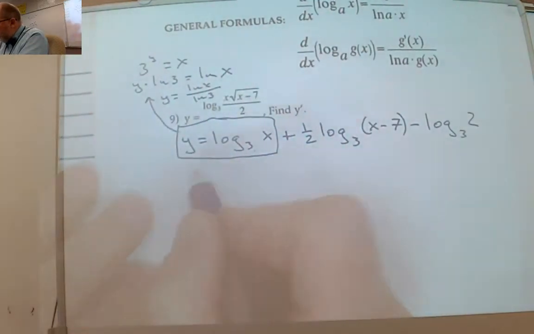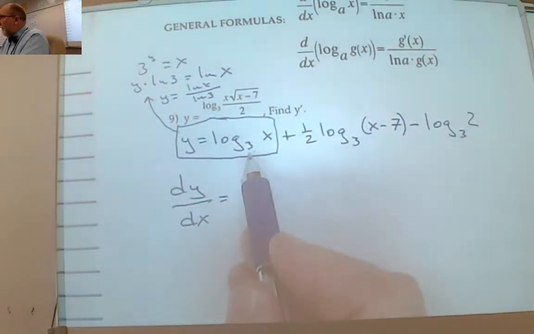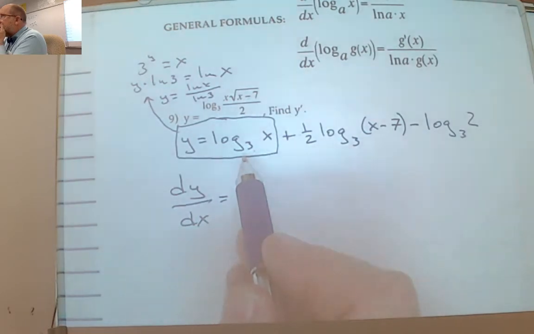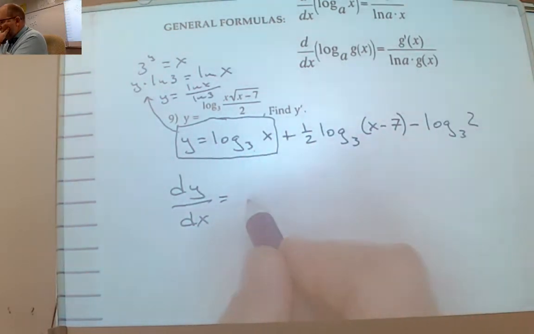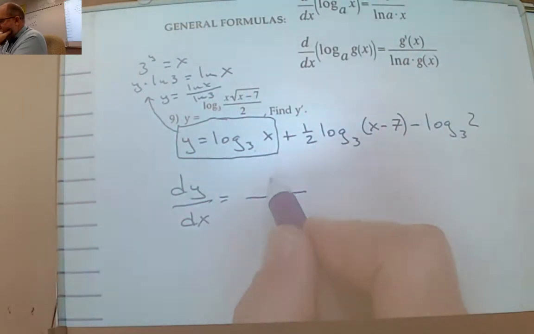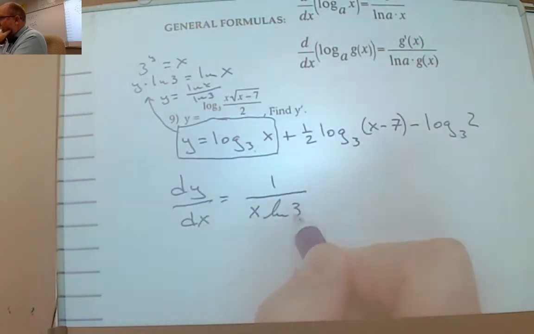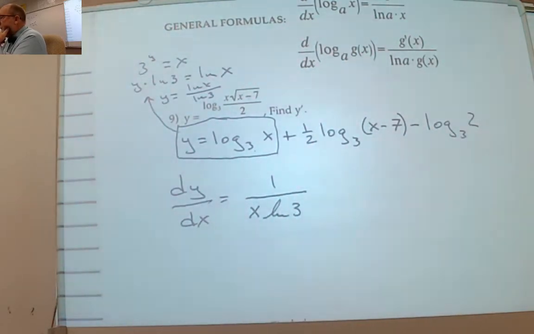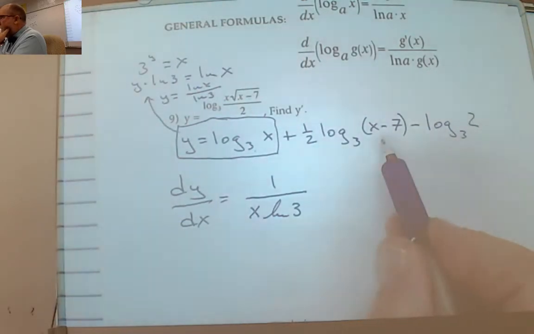So dy dx, what do you suppose the derivative of that is? It's going to be a fraction, right? x ln of 3. Perfect. That's absolutely perfect. Okay? Now, I don't want to have to do that every single time, but this isn't that much different, is it?